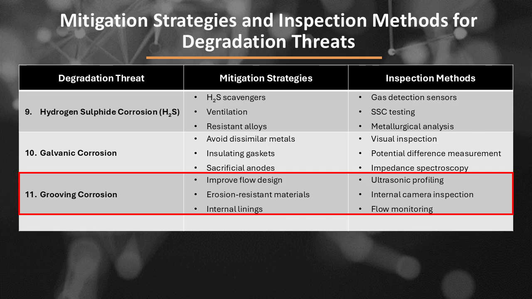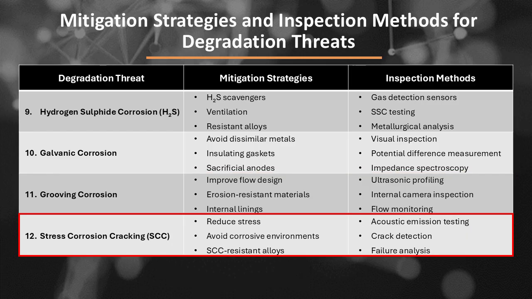Degradation threat number 11, grooving corrosion. Mitigation strategies for grooving corrosion may include improved flow design, erosion-resistant materials, and internal linings. Inspection methods for grooving corrosion may include ultrasonic profiling, internal camera inspection, and flow monitoring.